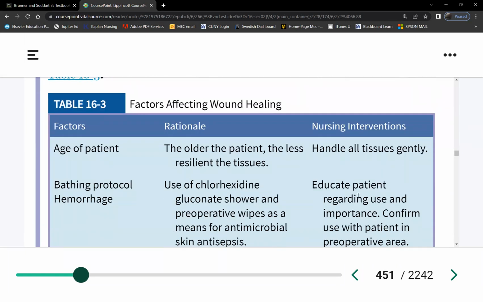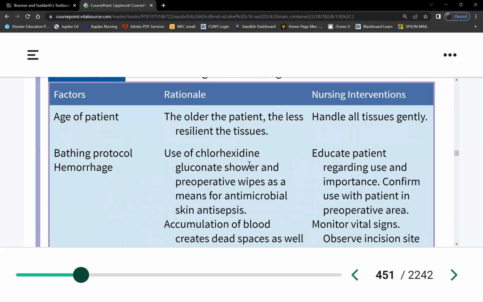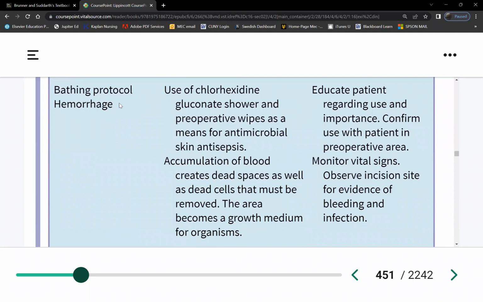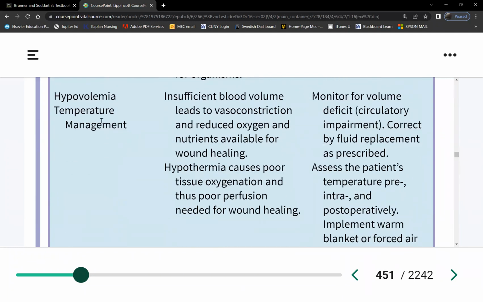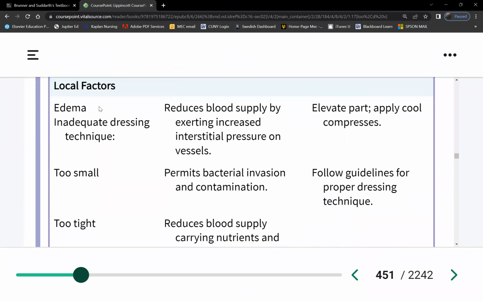All right, here are factors that will affect wound healing. We'll discuss the steroids and immunosuppression next week after the exam. So Table 16-3 lists the factors that affect wound healing, meaning they will delay it, correct? Number one is age, hygiene, and whether or not there is bleeding. Temperature, and because hypovolemia affects circulation, correct? Okay, and blood pressure. Then we've got local factors, edema. So this is where obesity falls under, because they will have delayed wound healing.